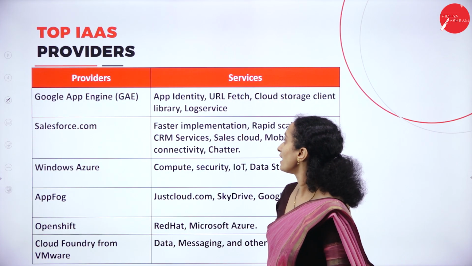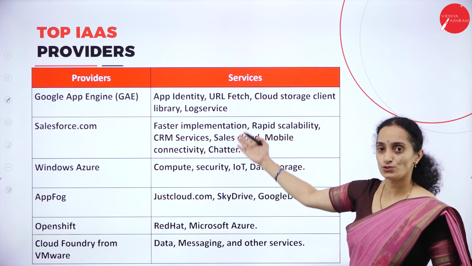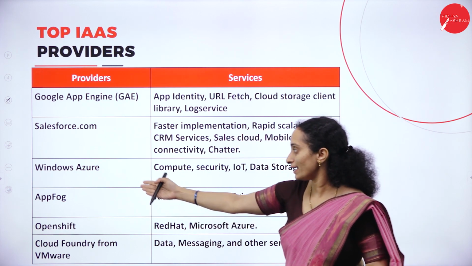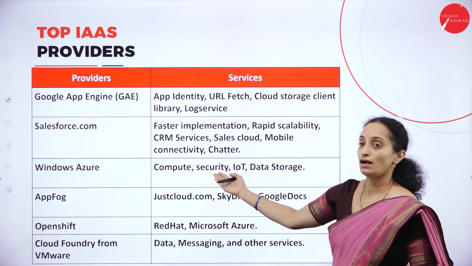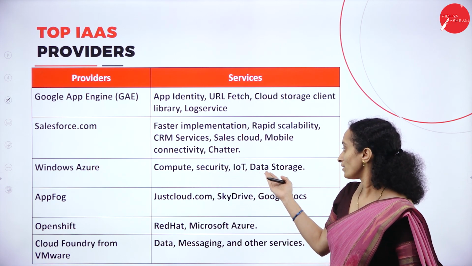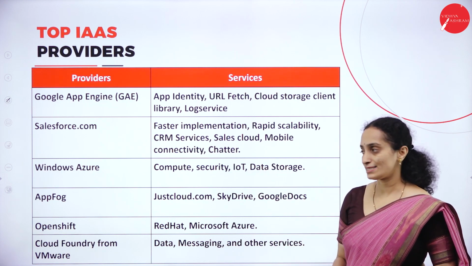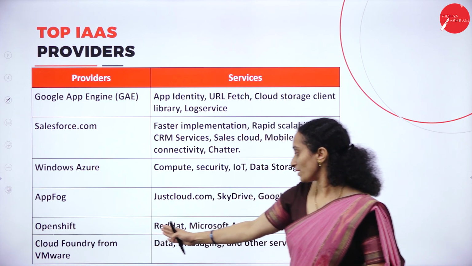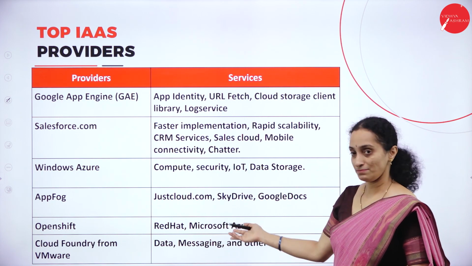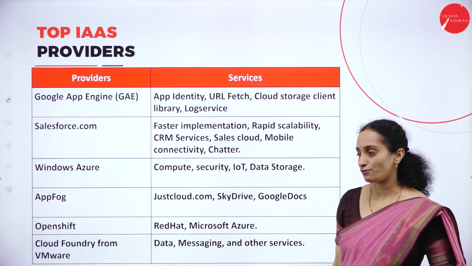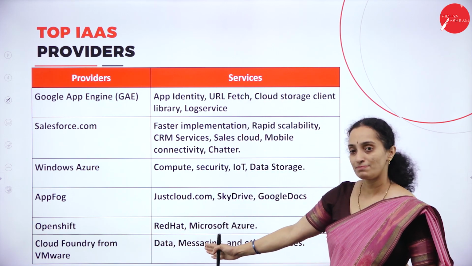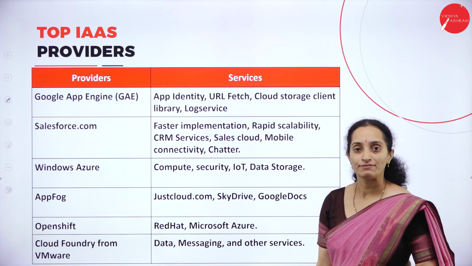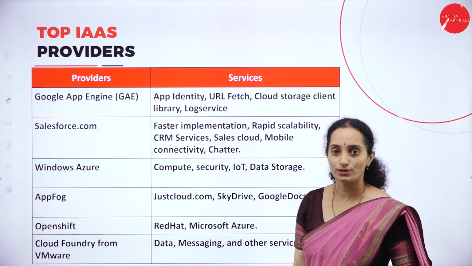The different services they provide are, for example, app identity and URL fetch by Google; Salesforce provides faster implementation, rapid scalability and other things. Windows Azure provides computing task service, security, IoT and data storage, whereas AppFog provides SkyDrive and Google Docs. OpenShift may be providing Red Hat, which is the operating system itself. Cloud Foundry may be providing messaging service and other data related services. These are some of the vendors and the services that they provide.